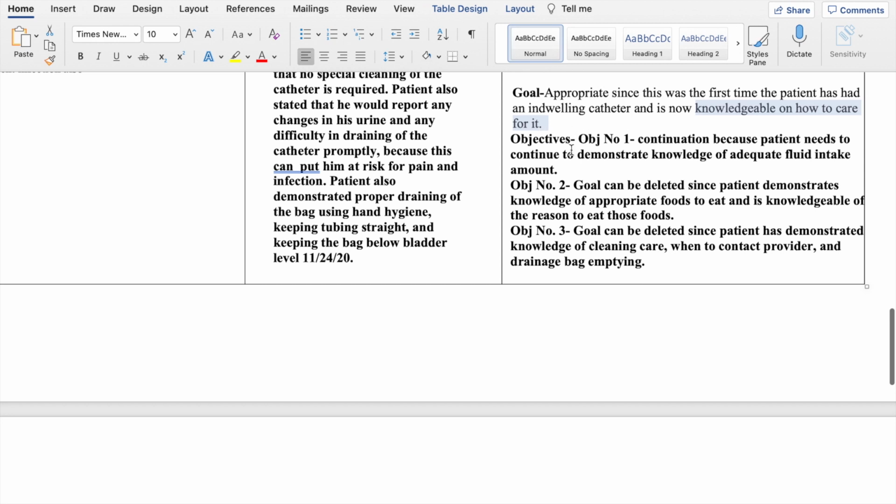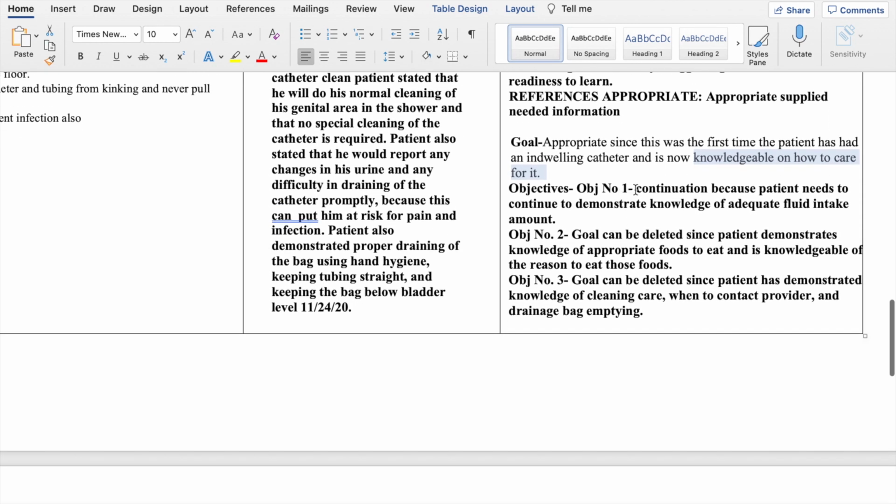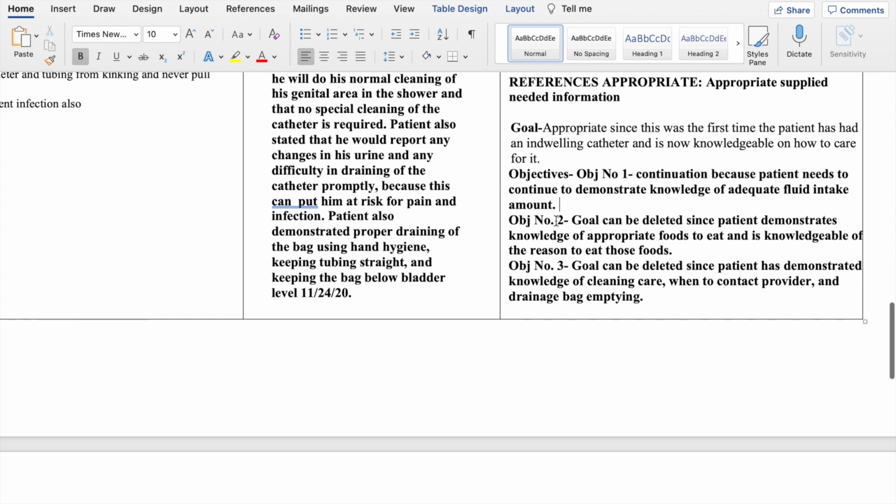And then you have to evaluate each objective again. And instead of putting whether the objective was met, you put whether you want to continue using that objective or delete it. So for my number one objective, I put continuation because patient needs to continue to demonstrate knowledge of adequate fluid intake amount. For this one, you could also put delete because he did tell us how much fluid he needed to drink. So you could either put continuation because it's important essentially, or you can put delete because the goal was met.